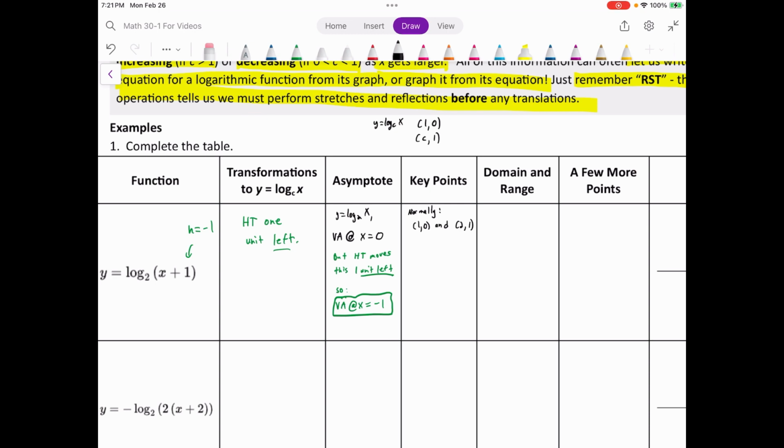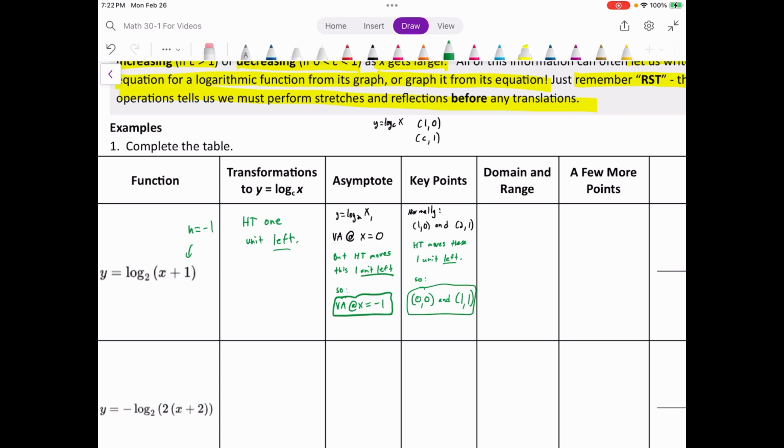But this has been transformed. The horizontal translation moves these 1 unit left, right? So we're going to have our key points now ending up at, well, (1, 0), if I move that 1 to the left, now it's at (0, 0). And (2, 1), if I move that 1 to the left, it's going to be at (1, 1). So there we go. There's how our key points have been moved.